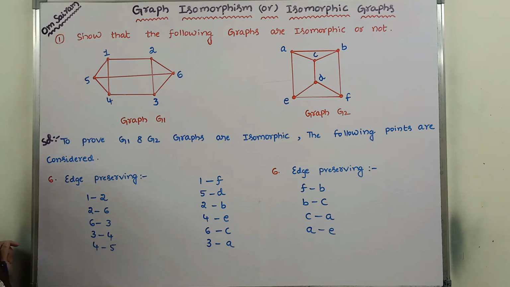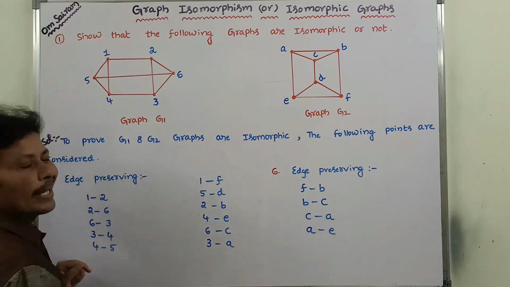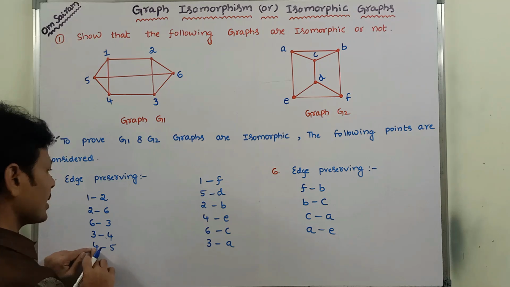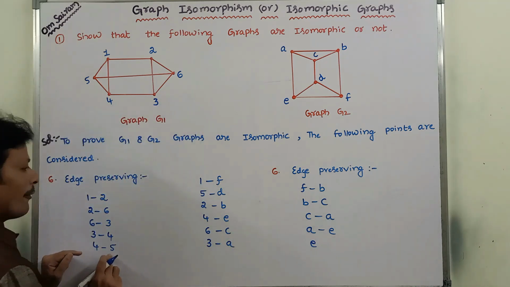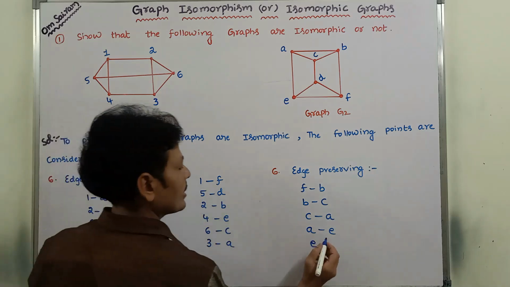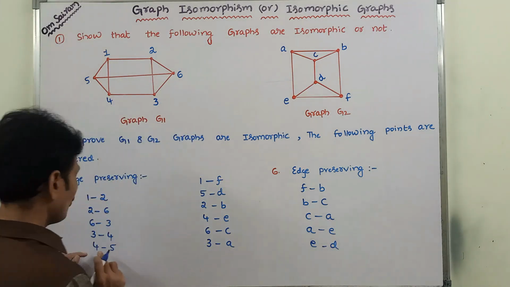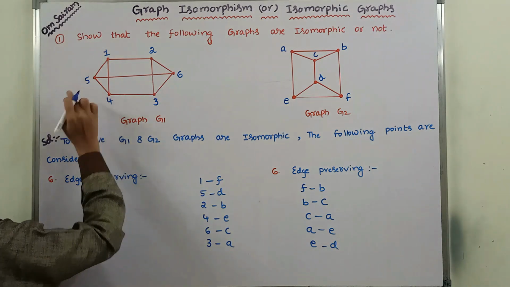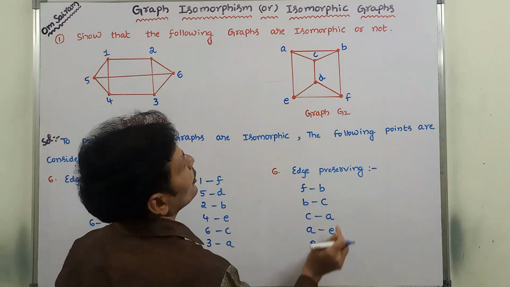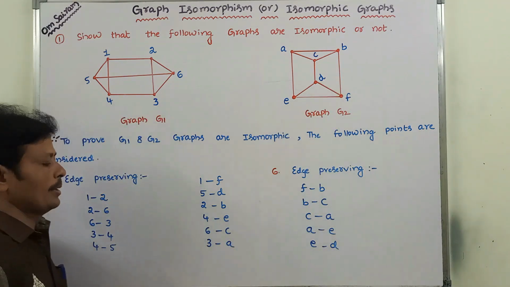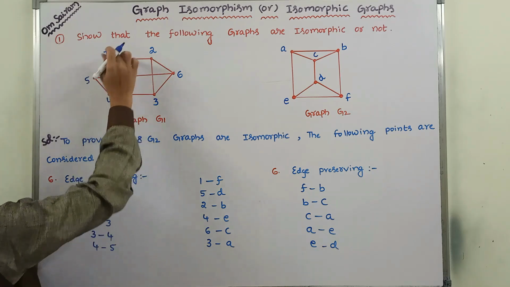4 to 5. What is the corresponding edge in G2? 4 corresponding vertex is E. 5 corresponding vertex is D. So 4 to 5 edge in G1, the corresponding edge in G2 is E to D. E to D. Next one is 5 to 1.